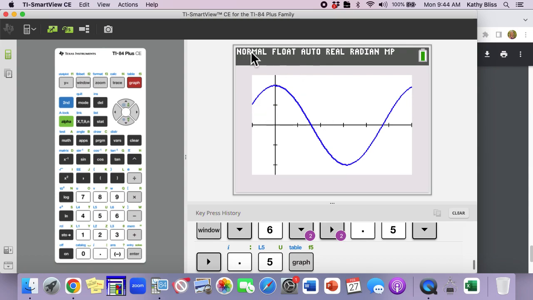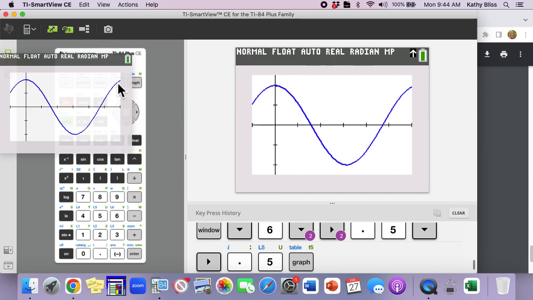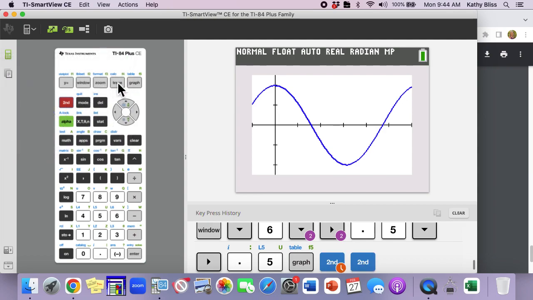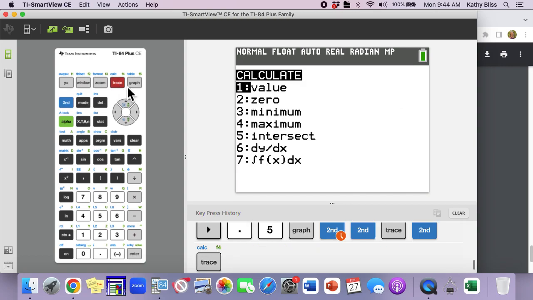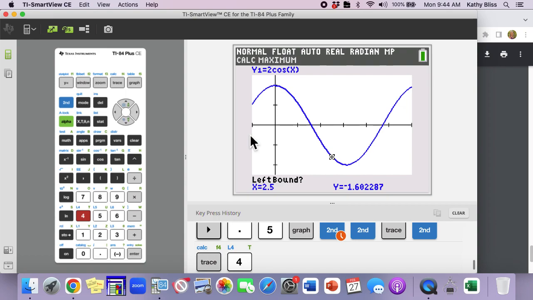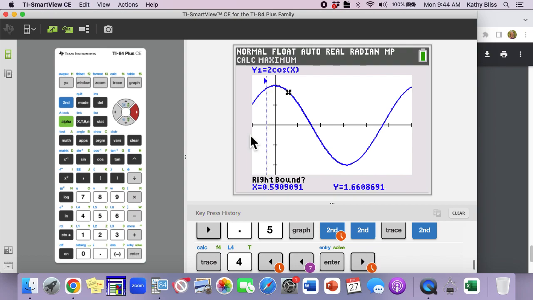Okay, so if I want to find the max of this graph, I'm just going to go to second calc, and I want to find the maximum. So I'm going to go to 4, and again, it asks you for the left bound. So I know that it's somewhere over here. So I'm just going to go to the left over here, and then I'm going to go to the right over here. Again, the arrows have to be pointing to one another. So there you go. There's your maximum.